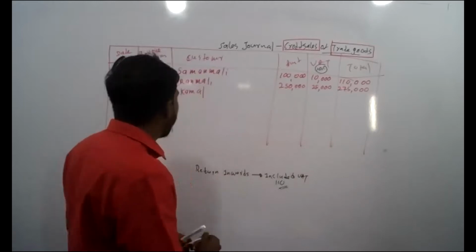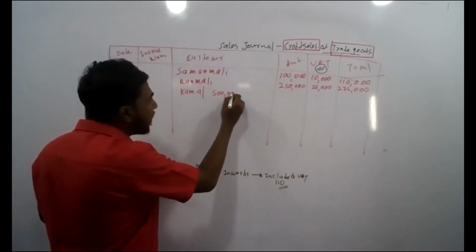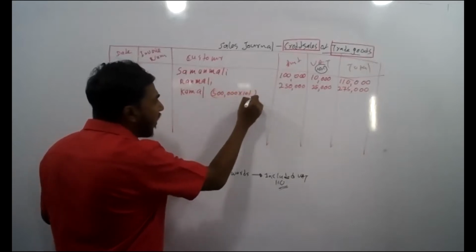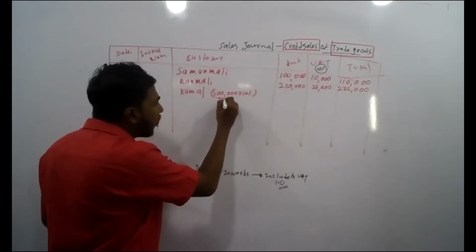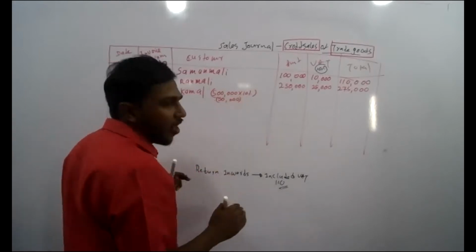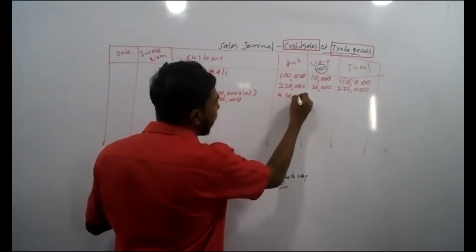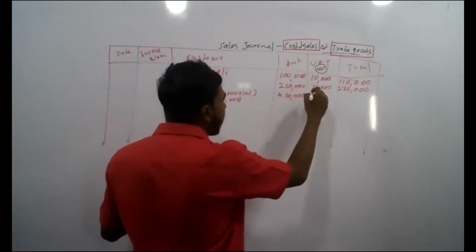Now look here. They say 500,000 listed price, but a 10% trade discount is there. Guys, look here. Out of the 500,000, the 10% trade discount is 50,000. So the amount should be how much? 450,000. The amount should be 450,000. This VAT should be how much?